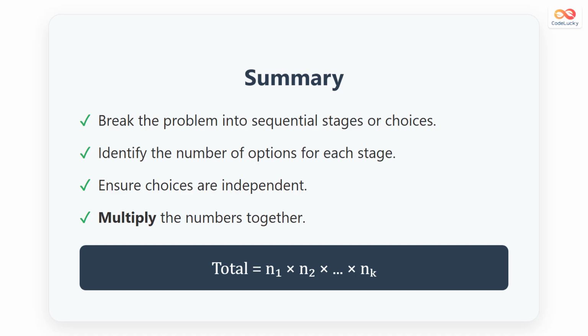To wrap up, remember the steps. Break your problem down into sequential stages. Count the number of options for each stage. Ensure the choices are independent, and finally, multiply the numbers together to get your total outcomes.